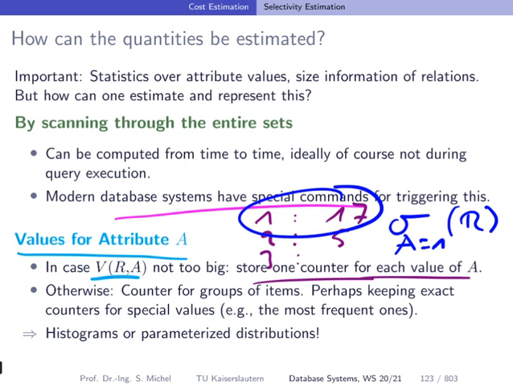But sometimes, or often, there are too many distinct values of attribute A, so you cannot have a counter for each value of A separately. What you do then is to group different values together and have a counter for groups of these items. What you can have in addition to this coarse overview of occurrences is to have counters for special values. For instance, you have the most frequent ones. For these you can keep the exact information, and for others you keep only the group information. Computing these frequencies of occurrence for groups of items is exactly what is done in histograms. In addition, you can also have parameterized distributions of the values in A. And we will talk mainly about histograms in the next slides.